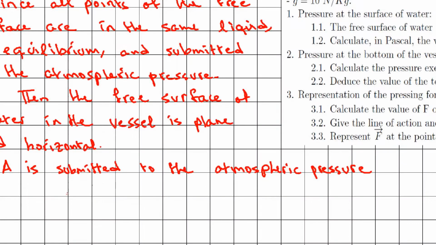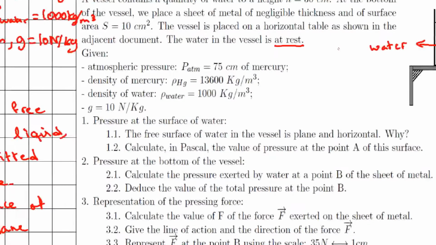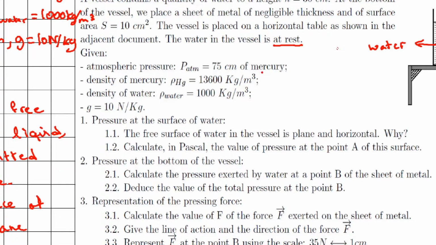Then in this case they give it half a mark. And now we wish to calculate this pressure. So the atmospheric pressure here in the given, they are telling us that the atmospheric pressure is equal to 75 centimeters of mercury.